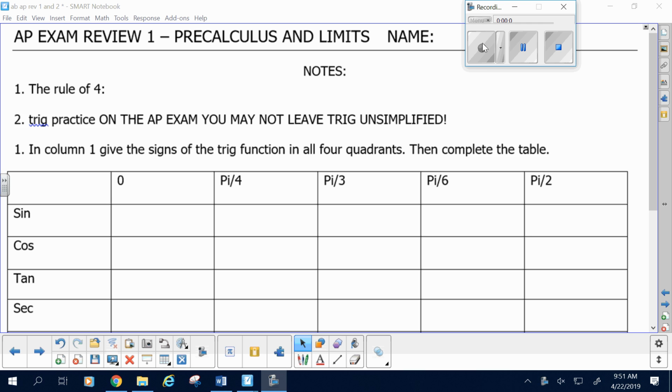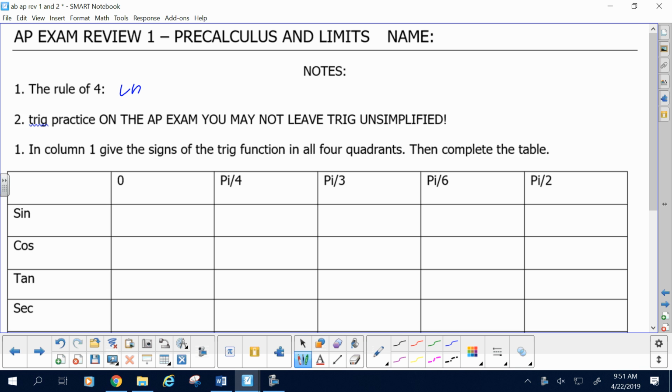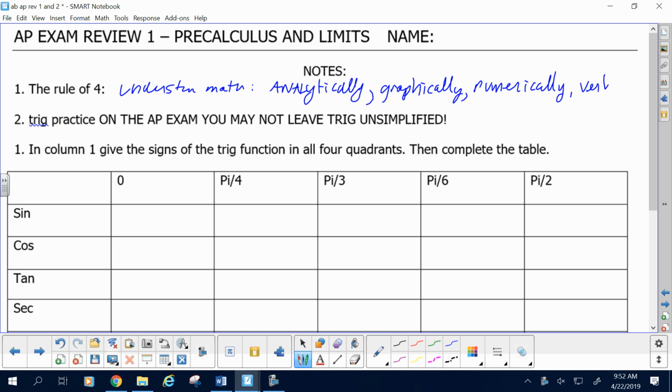First of all, whether you know it or not, I have been teaching you all year using the rule of four, which is a big idea of math, and that is you should understand math on four levels: analytically, graphically, numerically, and verbally. Now, I will give you examples of each.